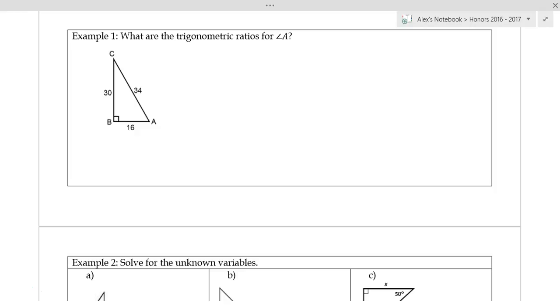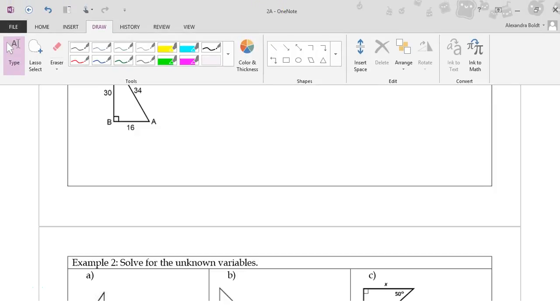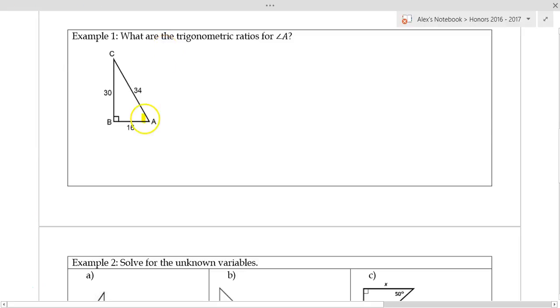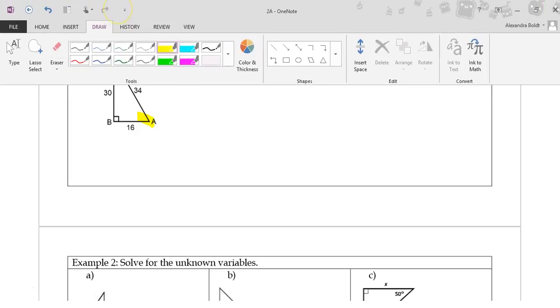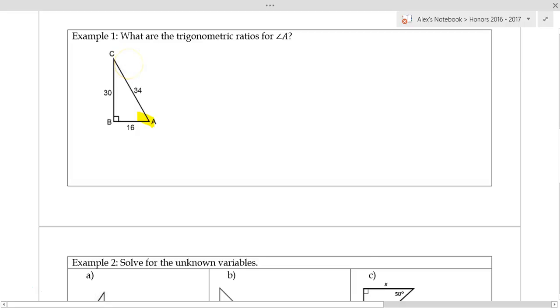Example 1 asks, what are the trigonometric ratios for angle A? The first thing I'm going to do is show where my angle is. I'm looking at this angle. The next thing I want to do is label my opposite side, my adjacent side, and my hypotenuse. The hypotenuse is the easiest one. It's across from your right angle. Here's my right angle, drawing an arrow through the middle of the triangle across. That's my hypotenuse, right? Your hypotenuse is always across from the right angle.